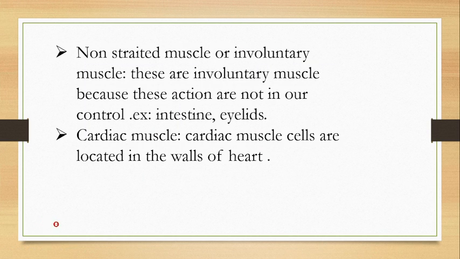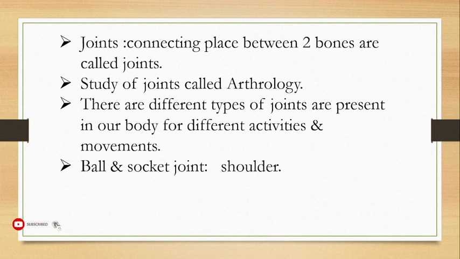I just talked about striated muscle, non-striated muscle or involuntary muscle. These are involuntary muscles because their actions are not in our control, for example the intestine and eyelids, and cardiac muscle. Cardiac means it is about the heart. Cardiac muscle cells are located in the walls of the heart. This is about cardiac muscles. I will repeat again. See here.